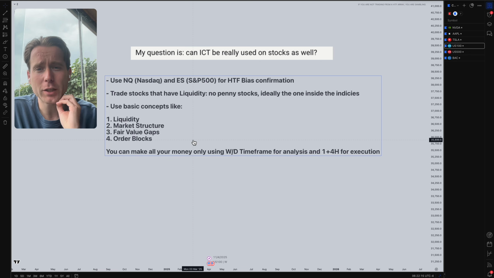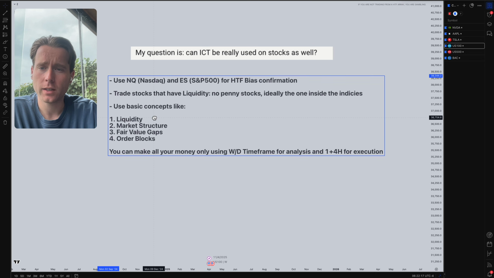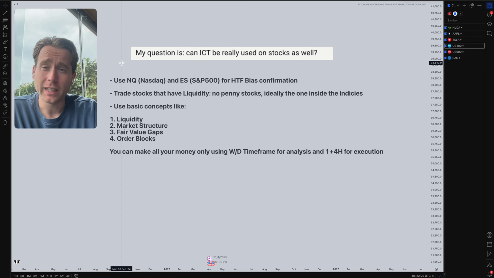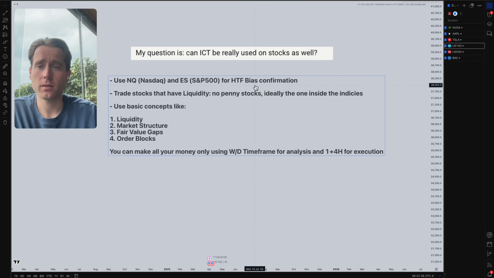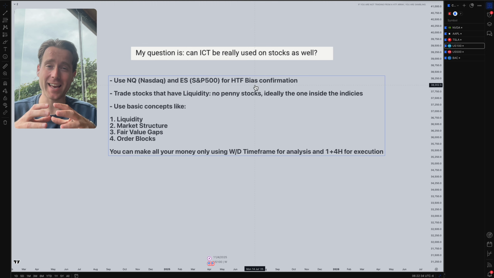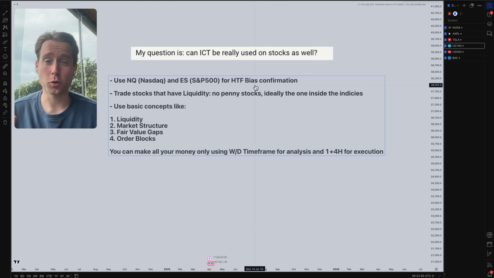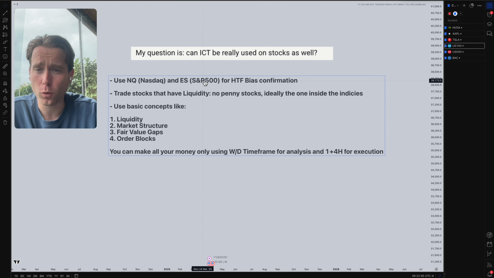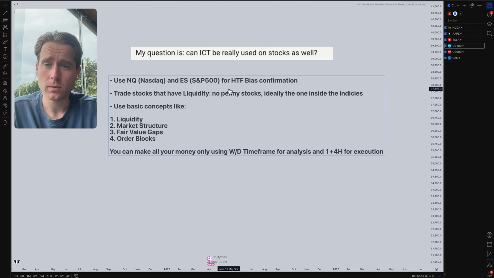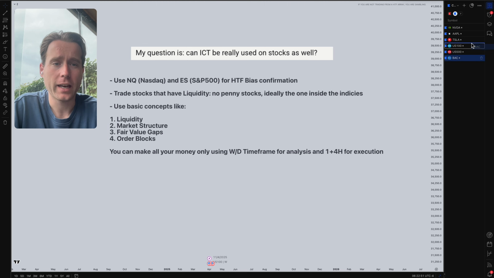So if you want to use ICT concepts, let's go over a few pointers you need to use. If I would trade individual stocks, I would definitely use NASDAQ, US 100, and S&P 500 ES for higher time frame bias confirmation. Because let's say the NASDAQ is going up. That means all the stocks that are inside the NASDAQ are going up as well. Most of them, because the NASDAQ moves as a combination of all the different stocks underneath it. Same for the S&P. So now you know that. Cool. Let's put US 100 and US 500 on the watch list.